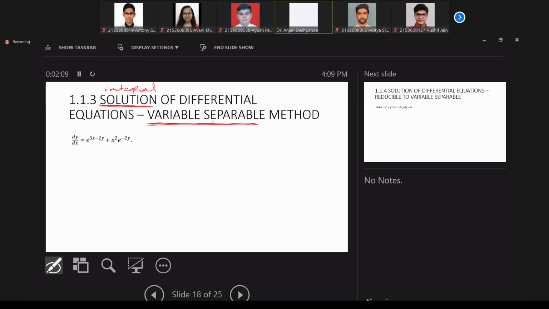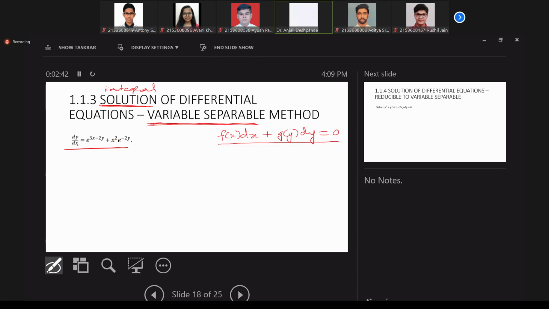So, for solving by this variable separable method, we need to separate the variables. Here, for example, we have got x and y as the variables. Right now, they are mixed up, but we need to separate x on one side and y on one side. That means you need to get one equation which is of this type. If you get this equation, then you will be able to integrate it separately and then find the solution of the given differential equation.